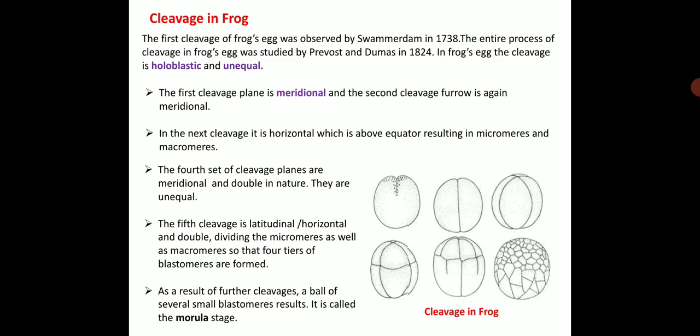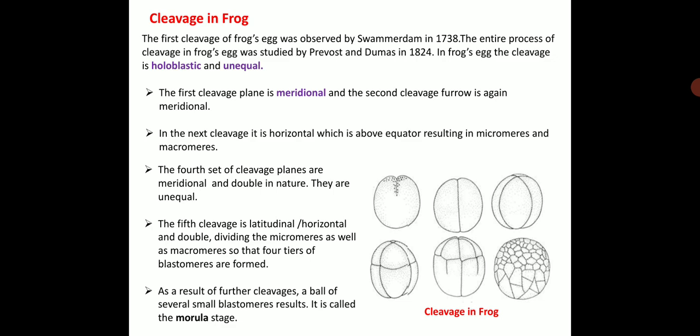That means two types of blastomeres, or cells, are found. The smaller ones we call the micromeres, and the larger ones we call the macromeres. The fourth set of cleavage planes are meridional, but they are double in nature and unequal. The fifth cleavage is horizontal, or we can call it latitudinal, and it is also double, dividing the micromeres as well as the macromeres, so that four tiers of blastomeres are formed.